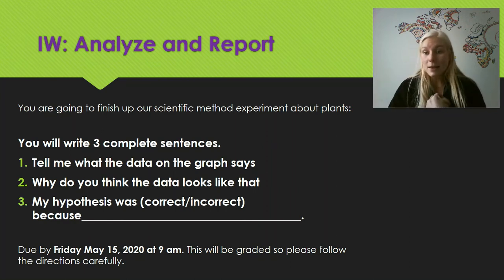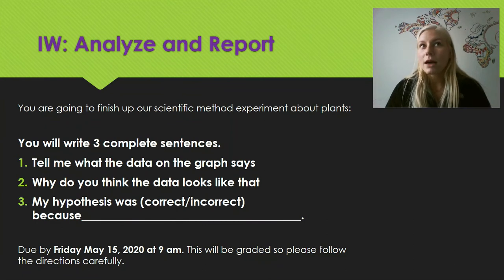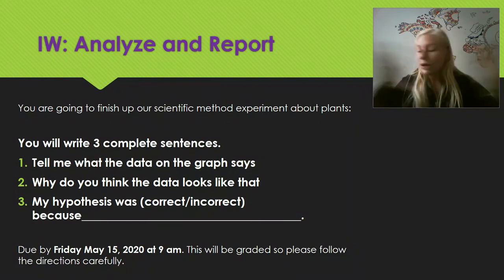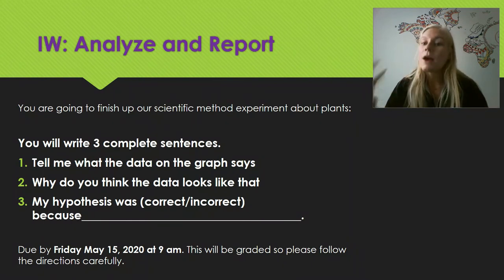Your second sentence is going to say, why do you think the data looks like that? For example, let me make an example sentence for you so you know what I'm talking about. The Coca-Cola plant went down in inches, so it shrunk, okay? This happened because Coca-Cola is not good for plants, okay? Whatever, pick one and just tell me something about what you get out of the graph.